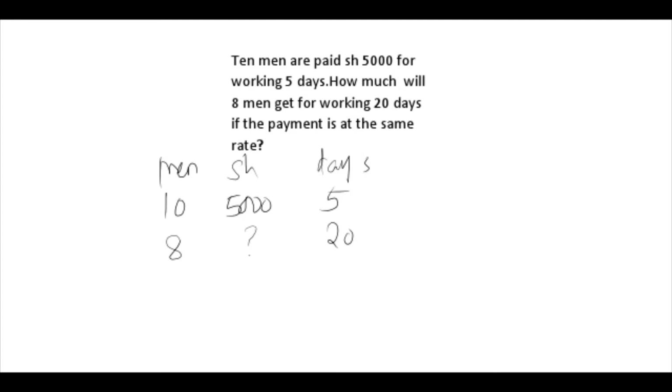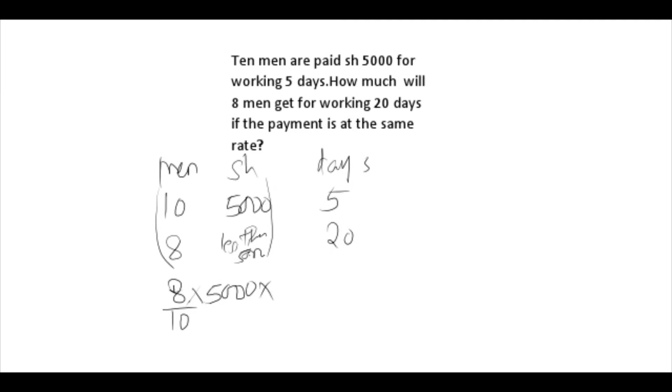So first we are going to compare men and shillings. So we have 10 men are paid 5,000 shillings. How much will 8 men be paid? So since they are less, it means the amount to be paid to them should be less than 5,000. So to make that possible, we are going to use 8 over 10. Yeah, our fraction should have a numerator less than the denominator. Then we multiply it by 5,000, which is our constant since we are looking for the money.